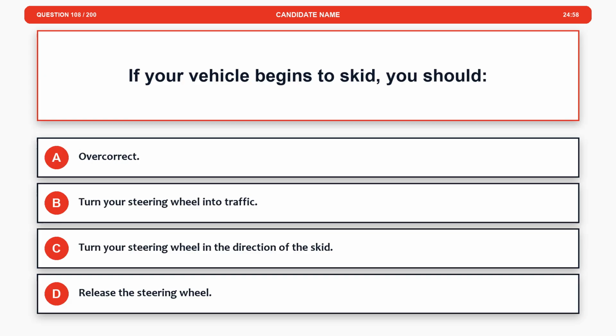Question 108. If your vehicle begins to skid, you should option A, overcorrect. Option B, turn your steering wheel into traffic. Option C, turn your steering wheel in the direction of the skid. Option D, release the steering wheel.